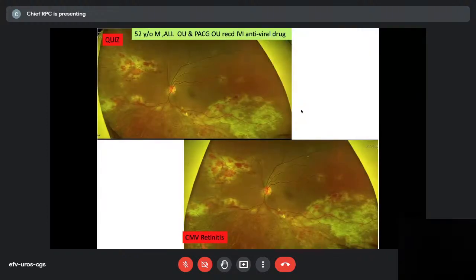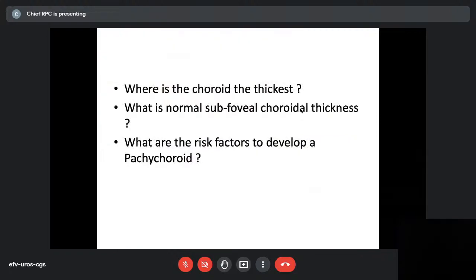So this is, of course, what is it? Of course, this is CMV retinitis. Chalo. Where is the choroid thickest?